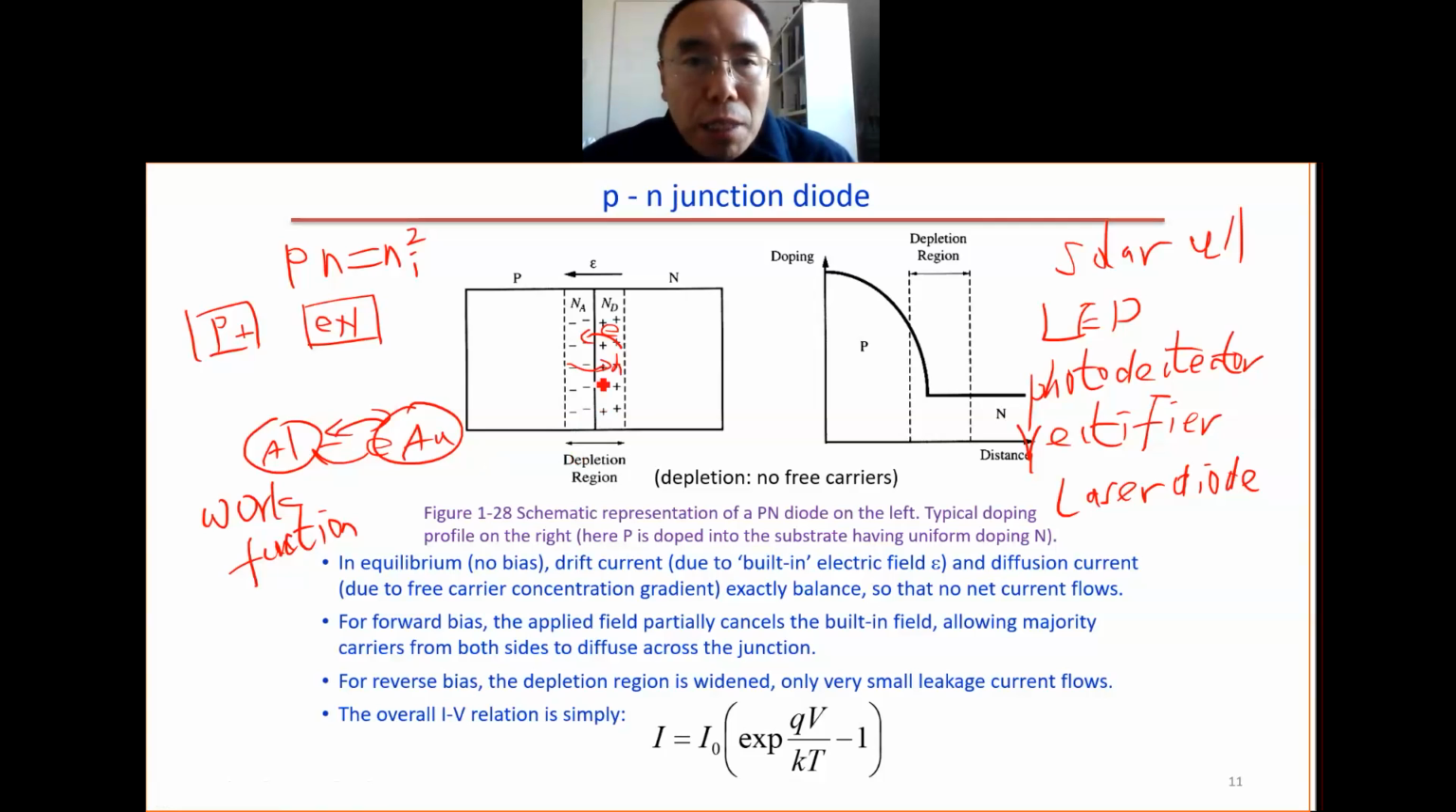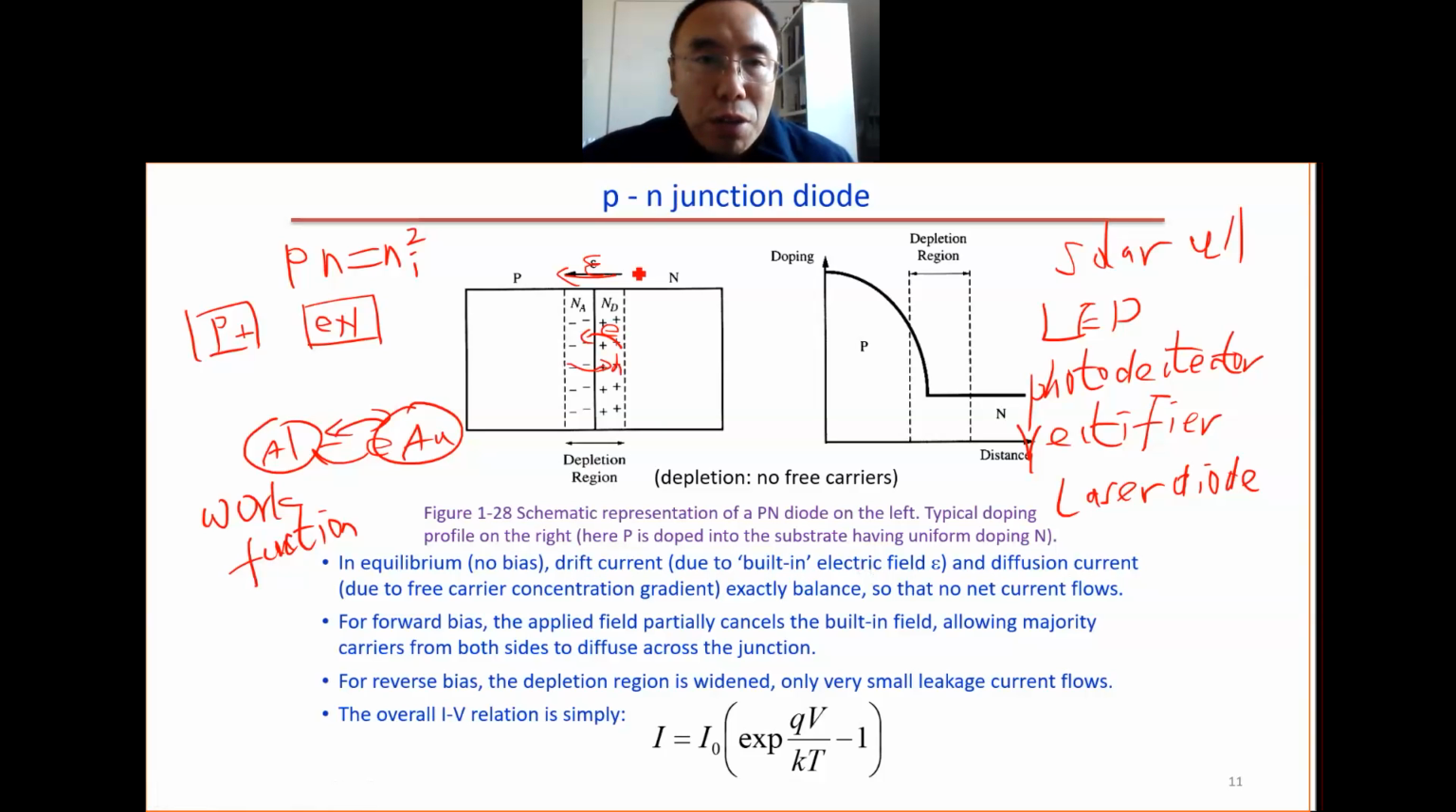So we have this depletion region. Here is positive charge, and here we have negative charge. So we have this electrical field. This field will block further diffusion of the electrons to this side and holes to this side. In the end, there will be equilibrium and no net current, because the diffusion current from electrons from here and holes from here will balance the drift current. The drift current is caused by the built-in electrical field.